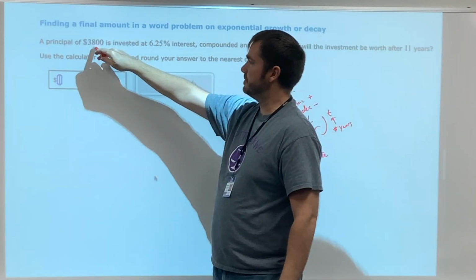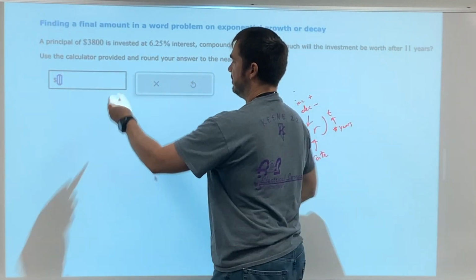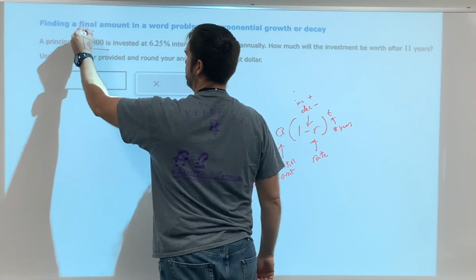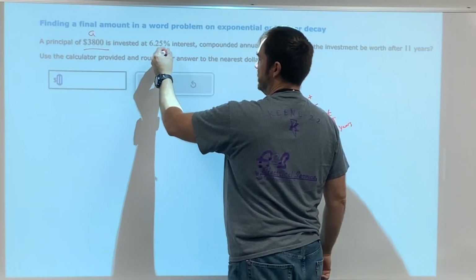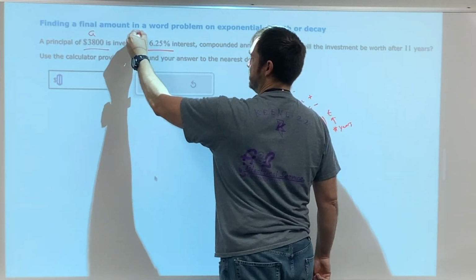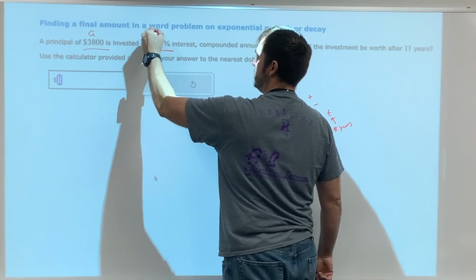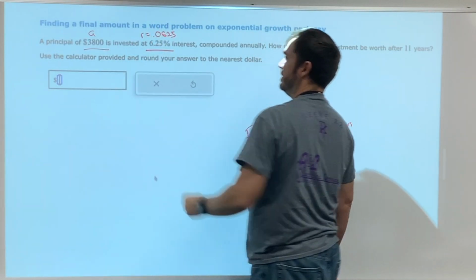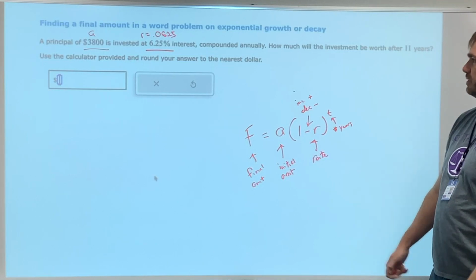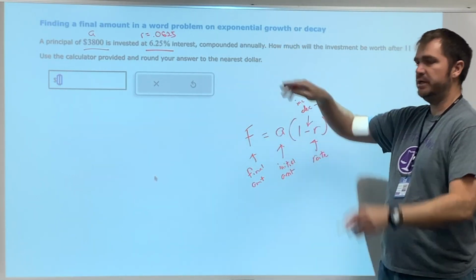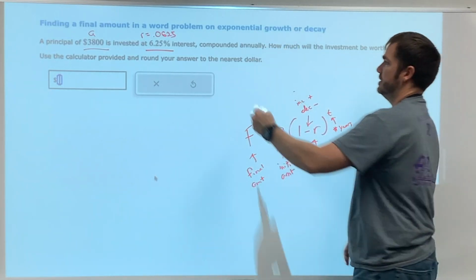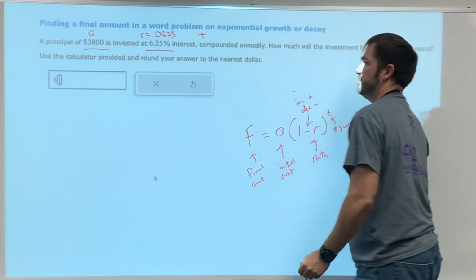All right, for our next problem, this looks like some sort of compound interest one. So a principal, that's our initial amount of $3,800, is invested at 6.25%, so that would be R is equal to 0.0625. Remember, divide that by 100 to get the decimal equivalent. Compounded annually, so that means it's growing. This is going to be a plus.